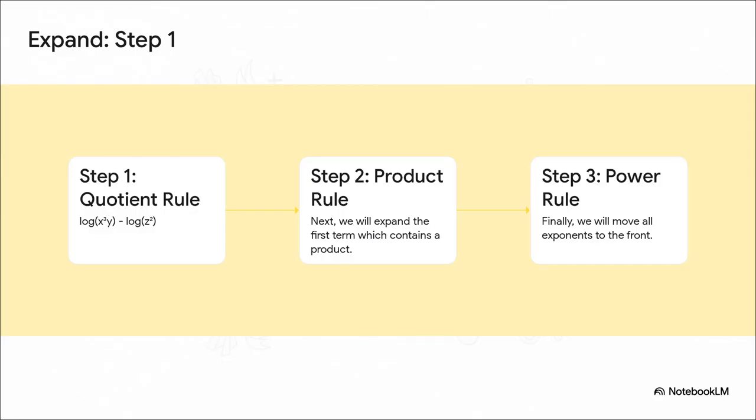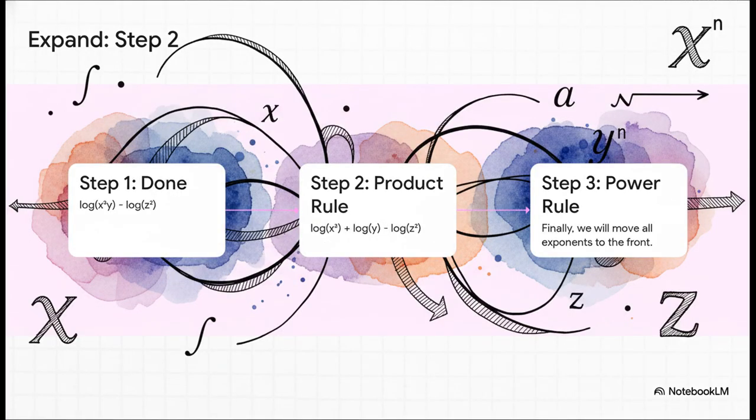First things first, let's look at that main fraction bar. That bar means division, right? So we bring in the quotient rule. This lets us split that one log into 2 separate logs with a minus sign in between. It becomes log of the top minus log of the bottom. Easy enough. Okay, on to step 2.